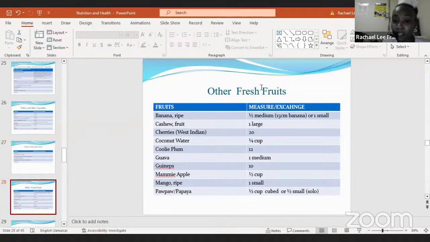All right, and these are other fresh fruits now. So the first type of fruits were citrus. Now these are other fruits. And you were taught that anything with seed is considered a fruit. So they say tomato is a fruit. And that is why here they're saying cashew is a fruit.